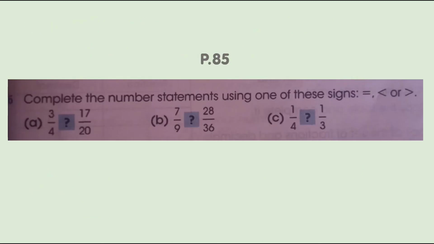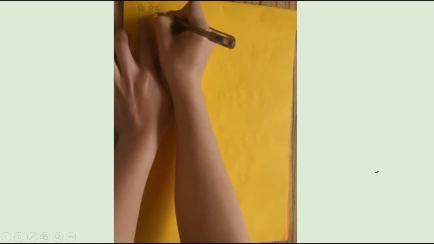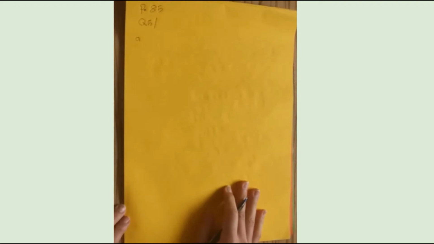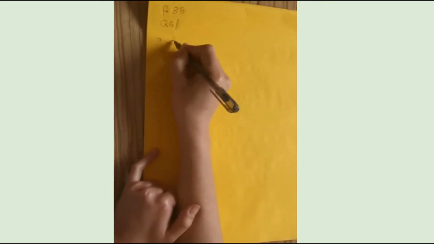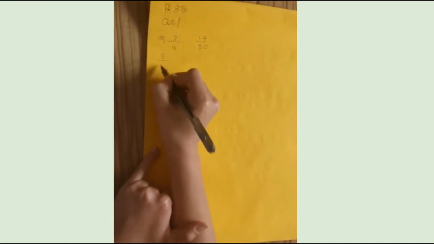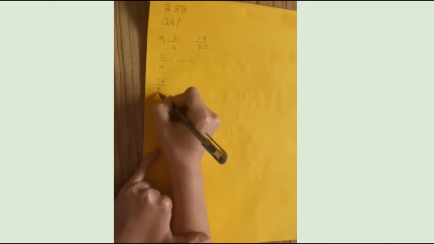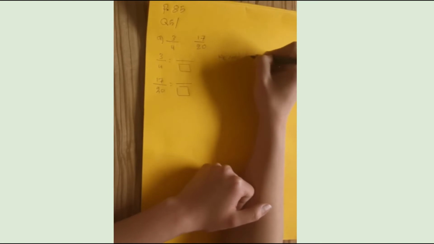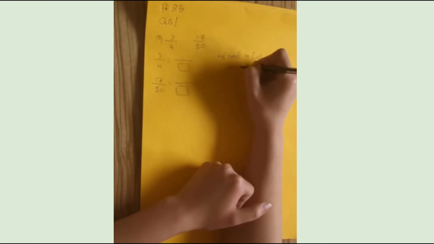To practice this more, let's go to question number 5 in our books on page 85. Let's solve these questions. In A, we need to compare 3 out of 4 with 17 out of 20. Now we find the equivalent fraction for each of them, and they should have the same denominator. We need to find the common denominator.